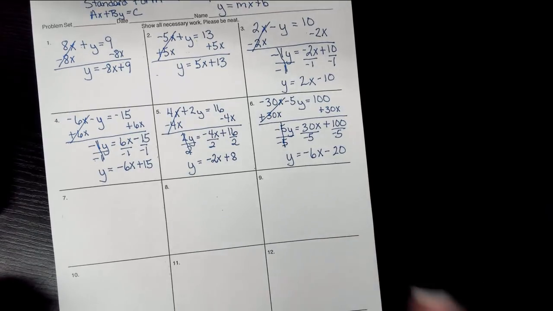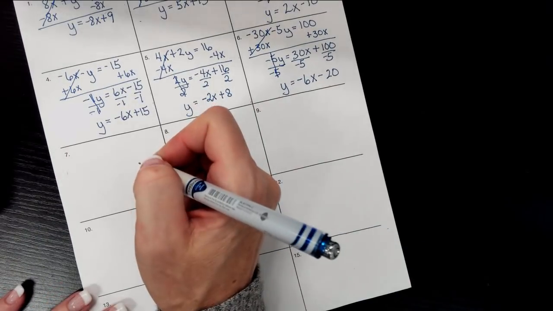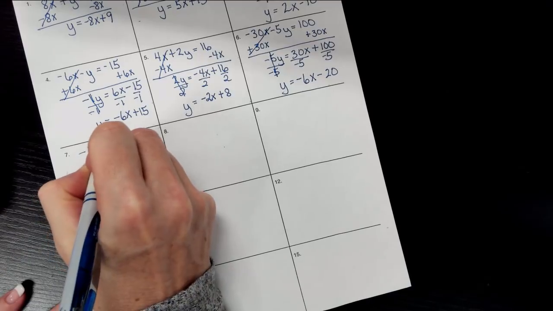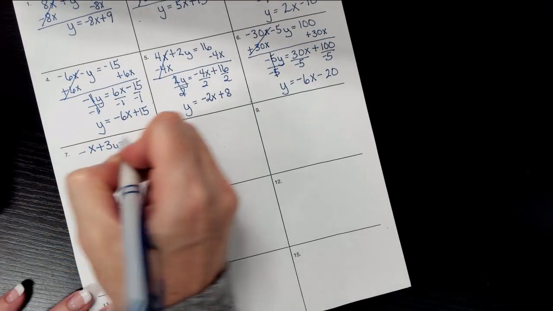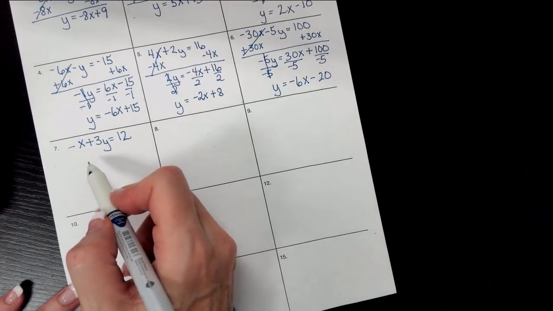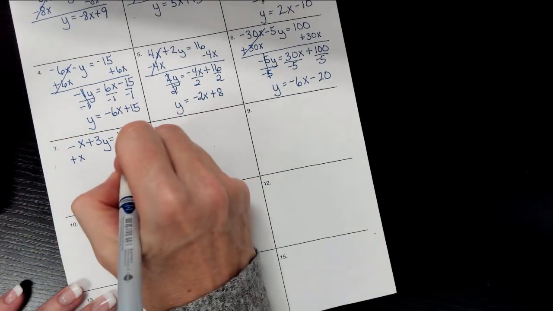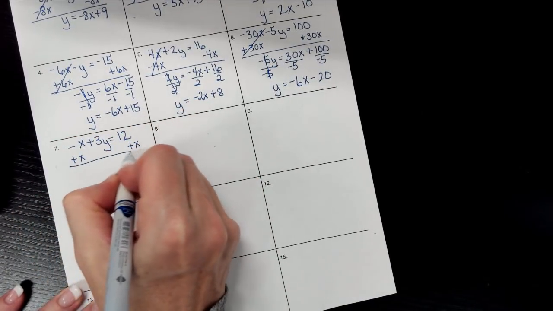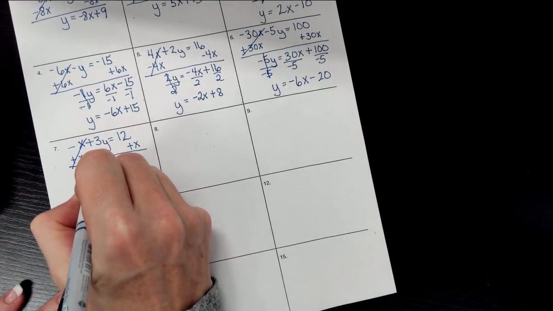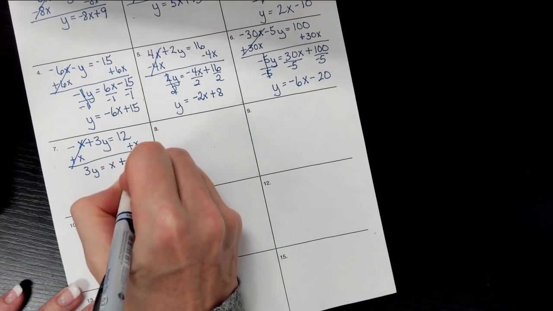Okay. All right, how we doing so far? Good, I hope. All right, number 7. I got negative x plus 3y equals 12. All right, let's take care of the x. So negative x, I want to do the opposite. So I want to add x. That zeroes out. I got 3y equals x plus 12.